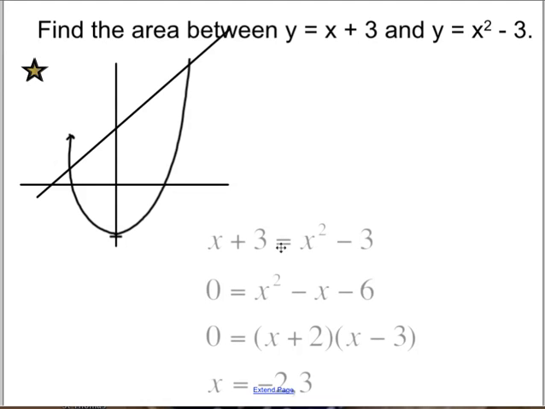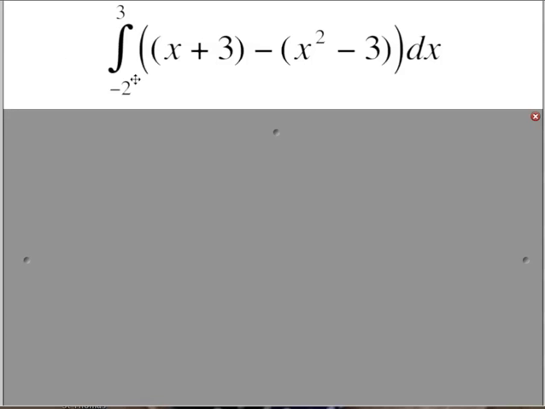So set the two equations equal to one another, and you get x plus 3 equals x squared minus 3. Get everything over to one side, factor it, and you get x equals negative 2 and 3. So when we set up the integral, our integrand is going to go from negative 2 to 3. And our greater function is the line, and the lesser function is the quadratic because of the larger y values.